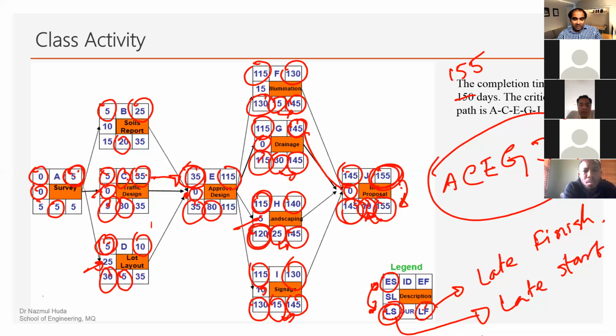Assessment task, I can give you the detail of the assessment task. Give me a minute.